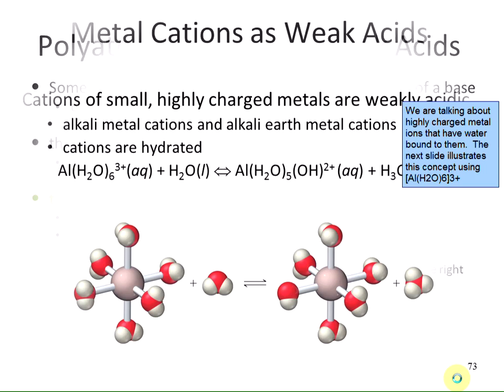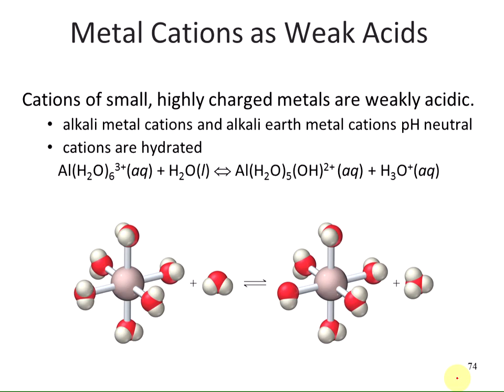Also, metal cations can be weak acids. Cations of small, highly charged metals are weakly acidic, but alkali metal cations and alkaline earth metal cations are pH neutral. Now these cations are hydrated. For example, we've got an aluminum 3+ with 6 water molecules around it. So this is what we're showing here in this picture. We have an aluminum with a 3+ charge, and 6 water molecules coordinated to it.